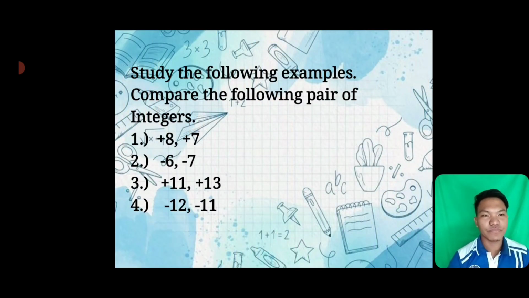Okay. So let's study the following examples. Compare the following pair of integers. Number 1 is positive 8 and positive 7. Number 2 is negative 6 and negative 7. Number 3, positive 11 and positive 13. And then the last number, negative 12 and negative 11. So, can you compare the following pair of integers?